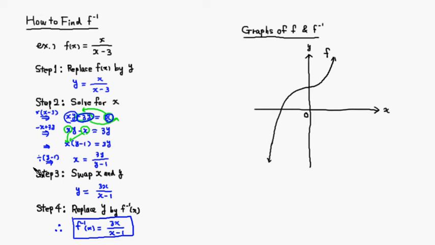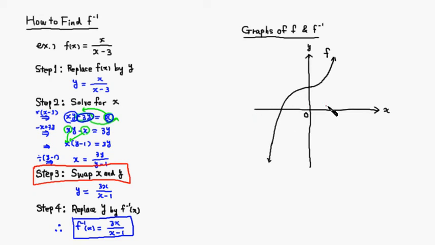But look at step 3. Step 3 is actually changing quite a bit. We're switching x and y. And step 4 really doesn't do anything, it's renaming. So let's pay attention to step 3. Switching x and y is required to go from the original function to the inverse function. So what happens to their graphs if you switch x and y?